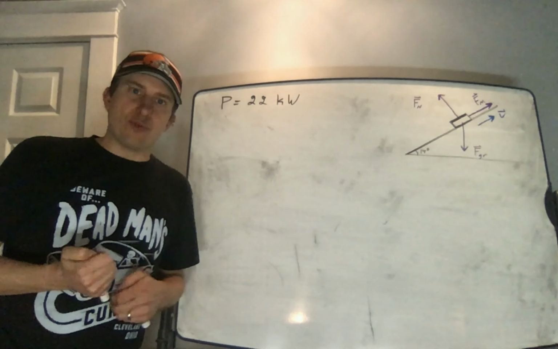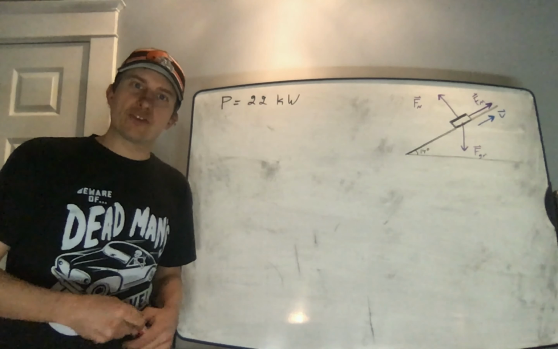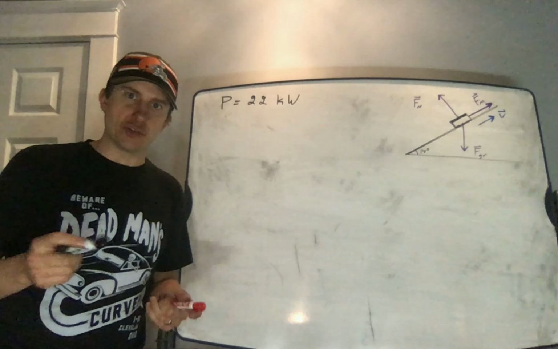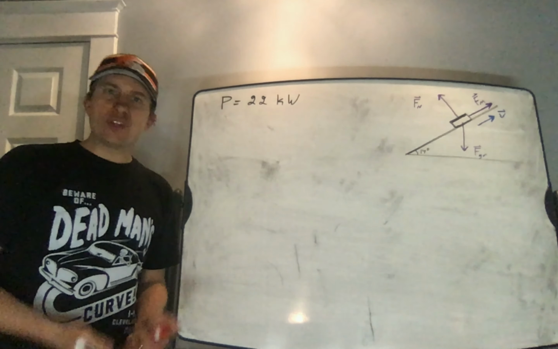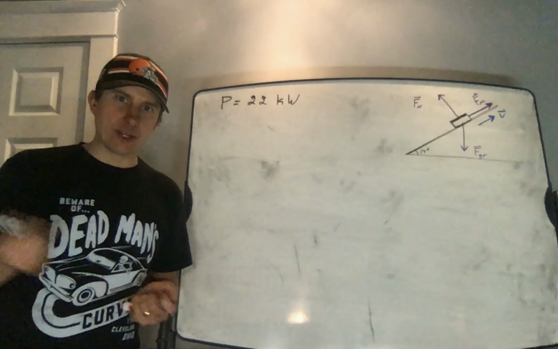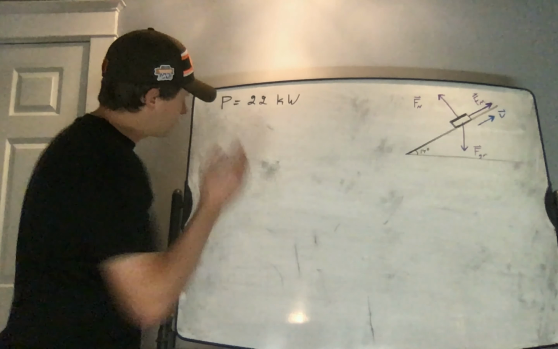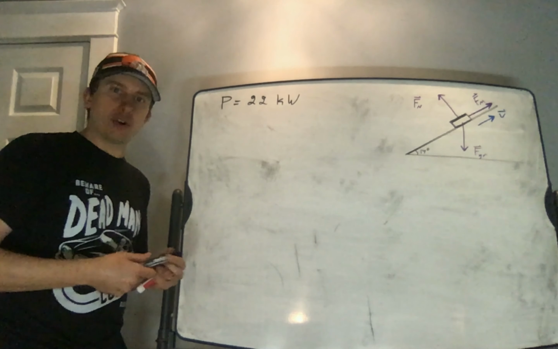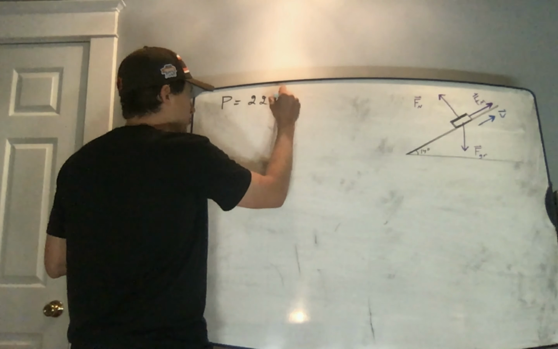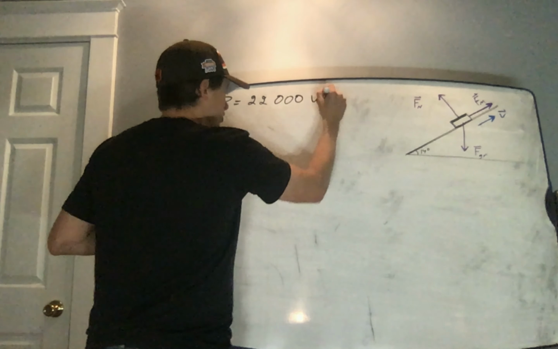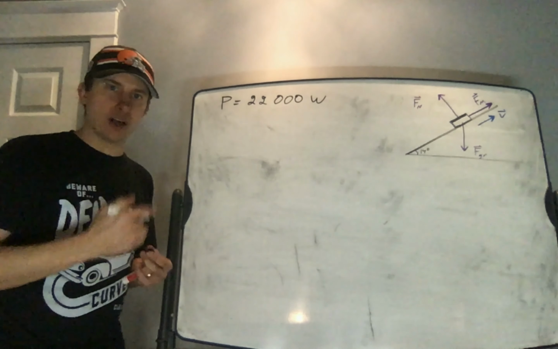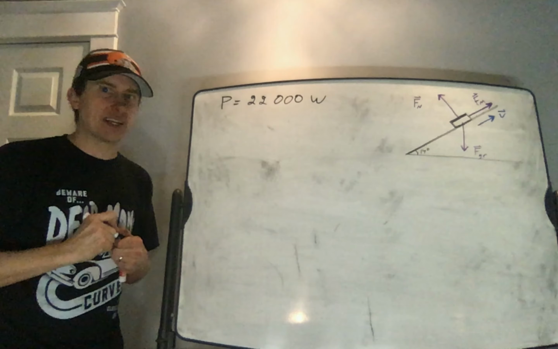In this final example problem, we are told there are some skiers that are being pulled up a hill by a motor, and the motor has a power of 22 kilowatts. Now, we always want to work in base SI units involving kilograms, meters, and seconds. So instead of writing the power as 22 kilowatts, I want to write the power as 22,000 watts. So this means the motor delivers 22,000 joules of energy every second.